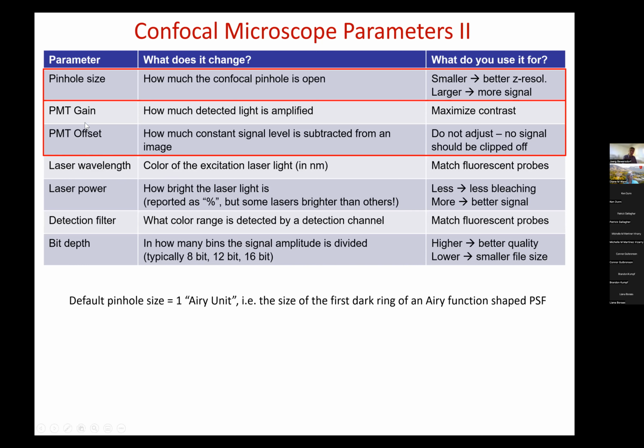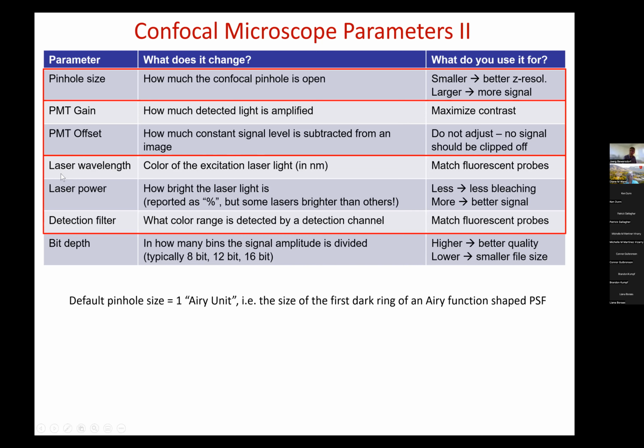Some microscopes also offer that you can adjust the offset of that photomultiplier tube, the offset voltage. I would recommend do not touch that. Do not adjust this value. It will seemingly reduce background, but you also will get rid of any weak signals in your sample. So it's a very bad practice, since it can lead to weak signals being clipped off, and you will get artifacts or misinterpretation of your images.